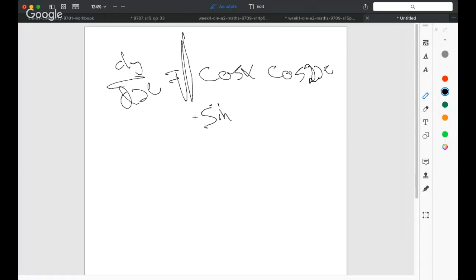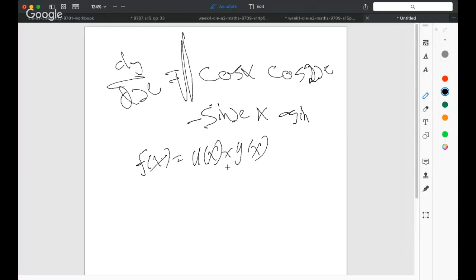Does the sign change? Yeah, it becomes a negative sign. Sine x times cos 2x, negative sign again. Okay. So how do you differentiate a function? How do you normally differentiate? If I say f(x) is equal to u(x) times g(x), so f(x) is equal to the product of two functions, like in this case, how do you normally differentiate f(x)?